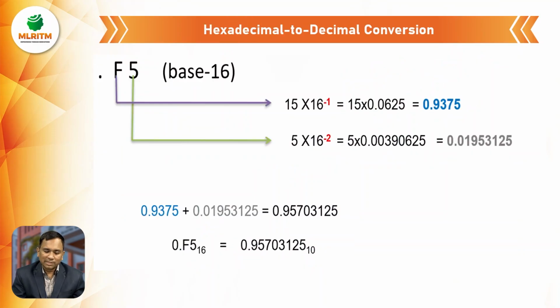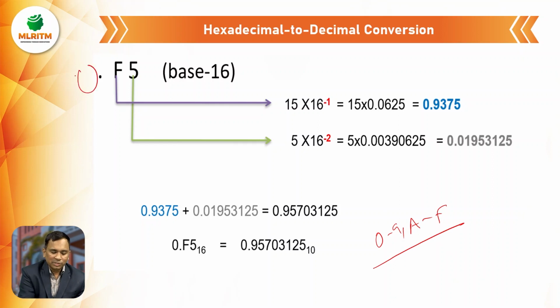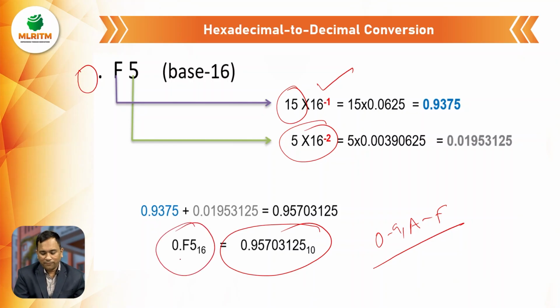And same as the previous example, hexadecimal to decimal. Hexadecimal means 0 to 9 and A to F. So 0.F5: first I'm taking F here. F means, as previously given, 15 into 16 power minus 1. 16 is hexadecimal, so 16 power minus 1, and 5 into 16 power minus 2. After the mathematical calculations, my input is 0.F5 for the hexadecimal number, and the output is 0.95703, some number, in decimal format.